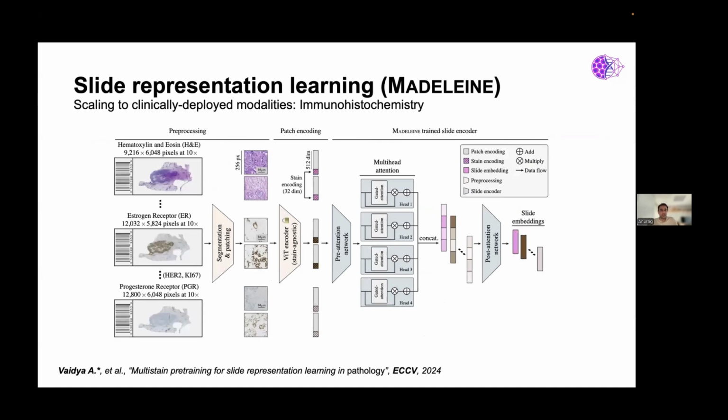As I mentioned before, I wanted to quickly touch on another project which is similar to Threads in the sense that it is slide representation learning, but rather than using the transcriptome or the DNA data as the guiding signal, we can also use different stains. We have most commonly heard of the H&E stain, but in the clinic, it's very common to find other stains such as estrogen receptor and progesterone receptor and many others. So by contrasting these, you can also learn a very strong slide representation.